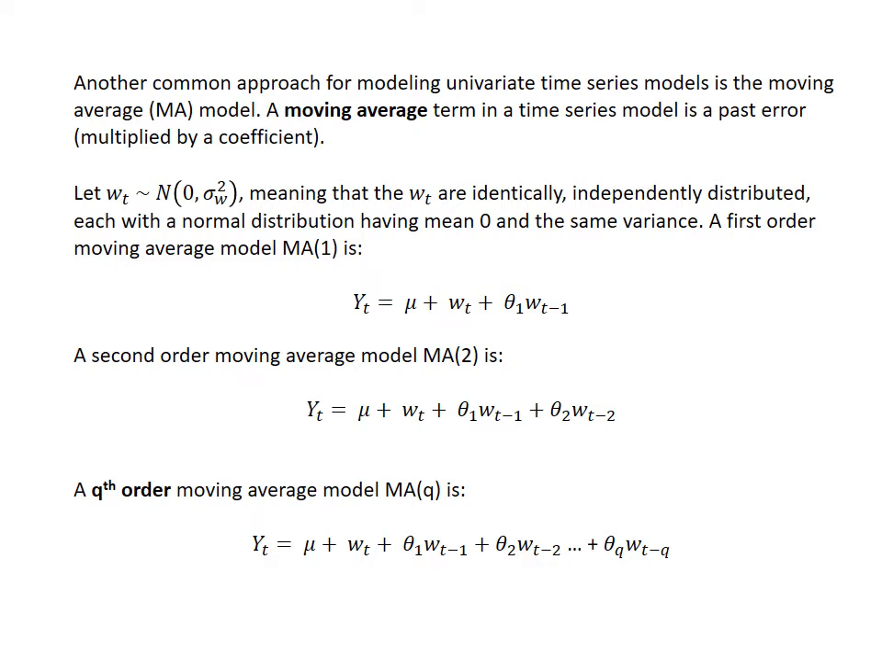So another approach for modeling univariate time series is a moving average model. A moving average term in a time series model is different than an autoregressive term, because an autoregressive term is basically saying that the value of some underlying process y in period t is a function of previous values of y in period t minus 1 or t minus 2, etc. The moving average term is sort of assuming something similar for the white noise variables, the errors, right? And so the structure looks kind of similar.